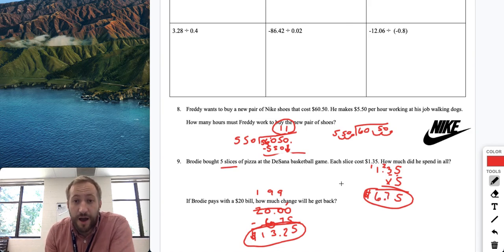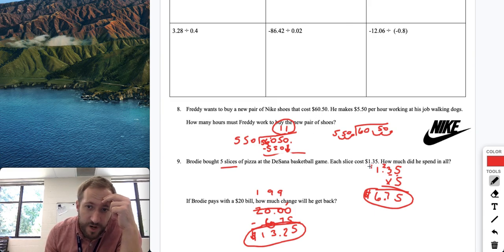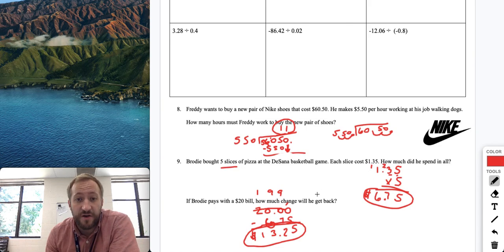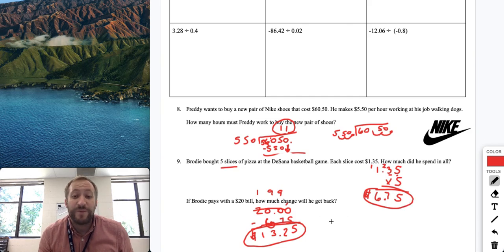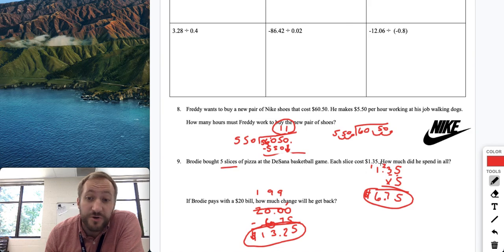So looking at any of these problems, 11 hours sounds about right. That sounds pretty close to probably how much you would have to work to make $60.50. Every slice of pizza that Brody bought cost $1.35. If he bought 5 of them, yeah, that's about $6.75, somewhere around there. And if he paid with a $20 bill, you'd get around $13.25 back. If your answer doesn't make sense, you probably made a mistake or just chose the wrong operation. That happens all the time. It's easy to do. So try and make sure your answer makes sense before you circle it and move on.